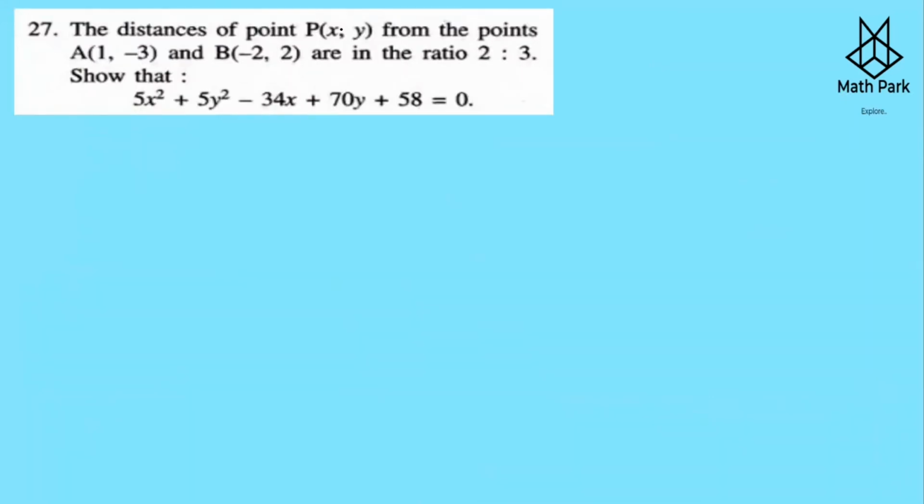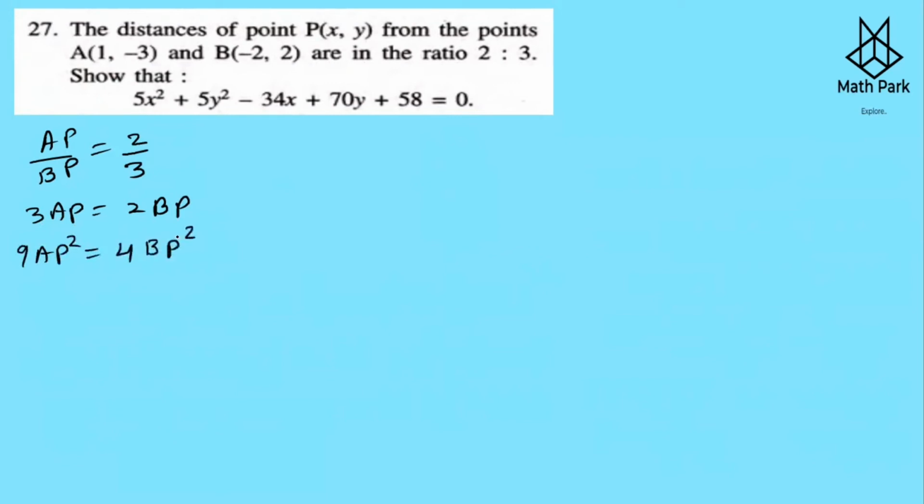The distances of point P(x, y) from the points A(1, -3) and B(-2, 2) are in the ratio 2:3. Show that. Okay, this is again easy. Just solve with the steps P(x, y) and this. So we have distances in the ratio 2:3. So that means AP upon BP is equal to 2 upon 3. So you have 3AP is equal to 2BP. Squaring both sides, you get 9AP square is equal to 4BP square. So let us use the distance formula.